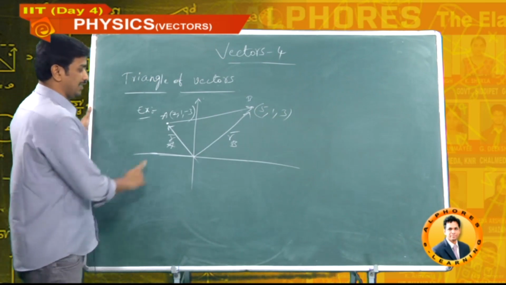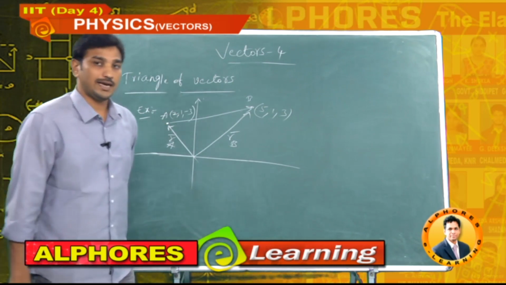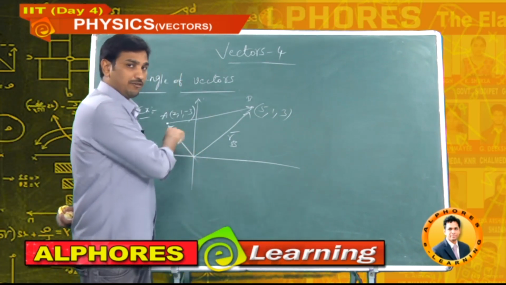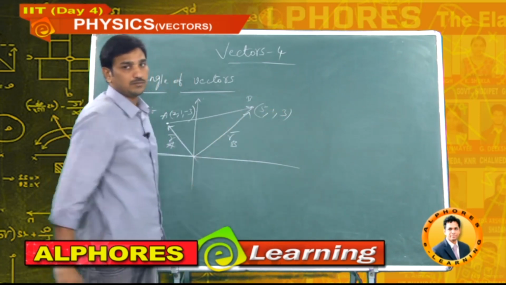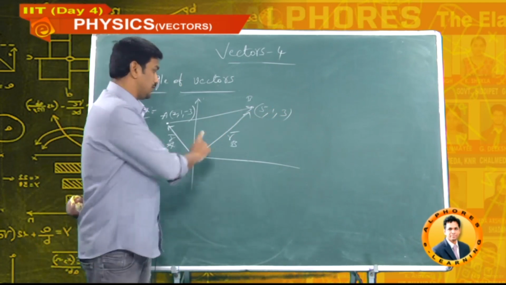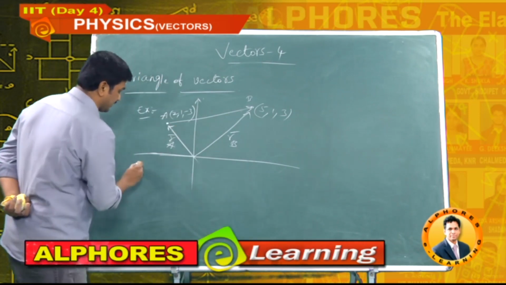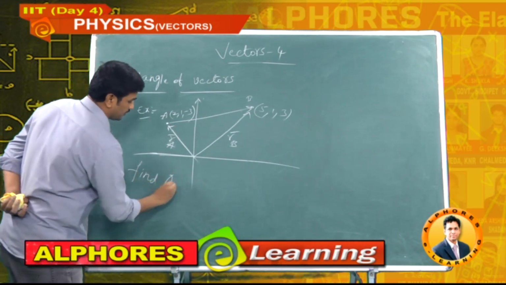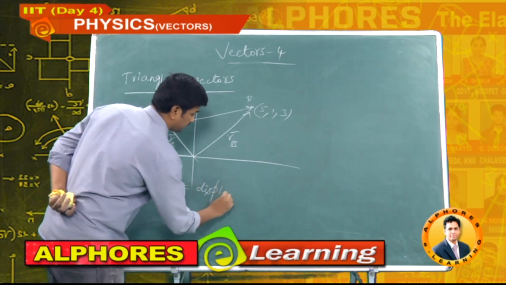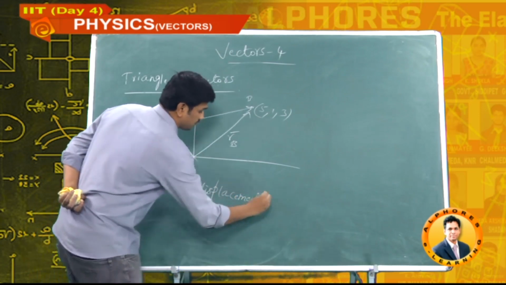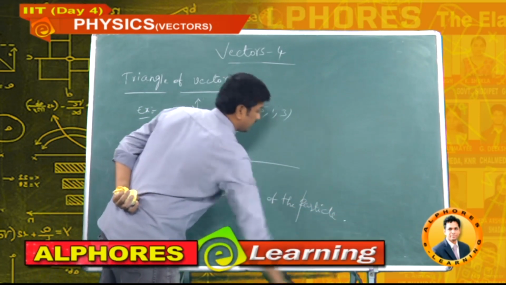Now they are asking to calculate the displacement of the particle from A to B. Initially the particle is at point A, now it was displaced from point A to B. The final position vector of point B is RB bar. They are asking to calculate the displacement of the particle when it is moving from point A to point B. So AB bar they are asking. Find AB bar. What is AB bar? The displacement of the particle.